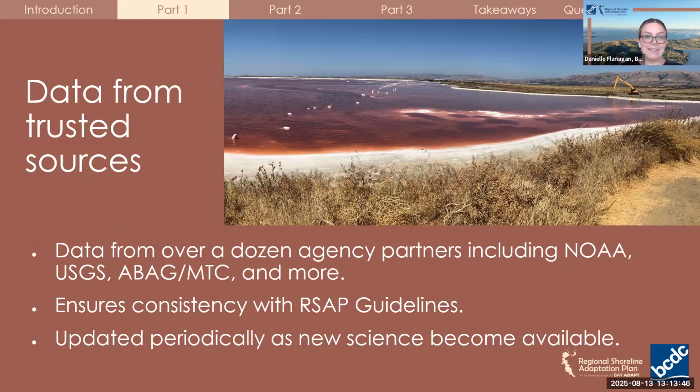As we explore the RSAP Atlas, it's important to highlight where the data comes from. Understanding the sources behind the data can really help build confidence in using the Atlas. The Atlas draws from over a dozen trusted agency partners, including NOAA, the United States Geological Survey, or USGS, ABAG, the Association of Bay Area Governments, and the Metropolitan Transportation Commission, MTC, and several others. This data is consistent with what is required in the RSAP guidelines, and it's updated periodically as new science becomes available so that you're always working with the latest data.